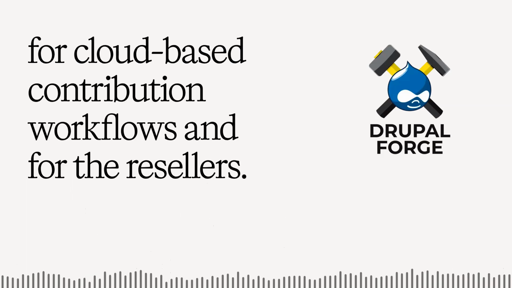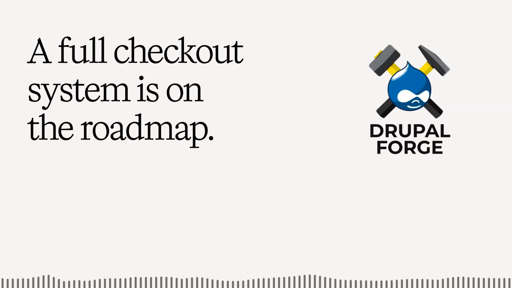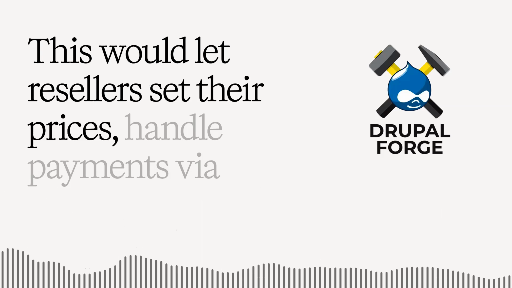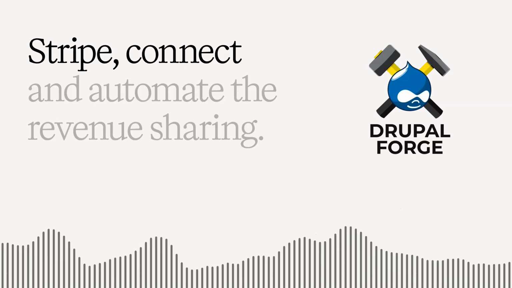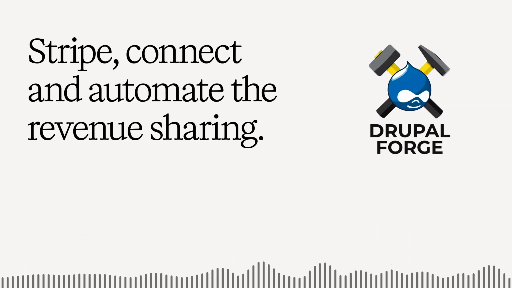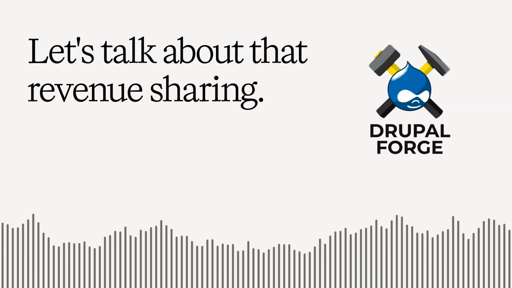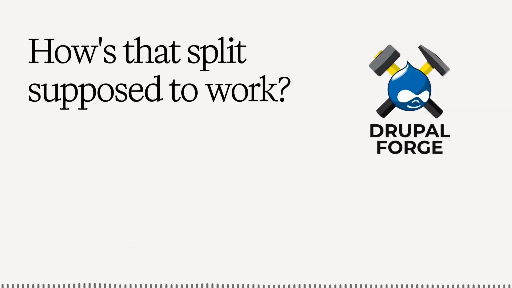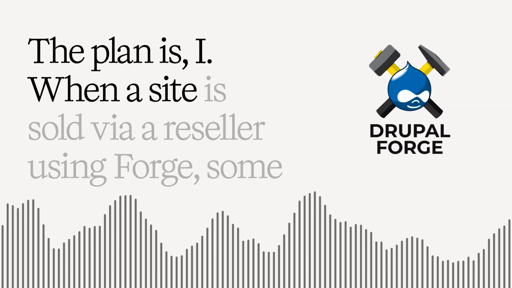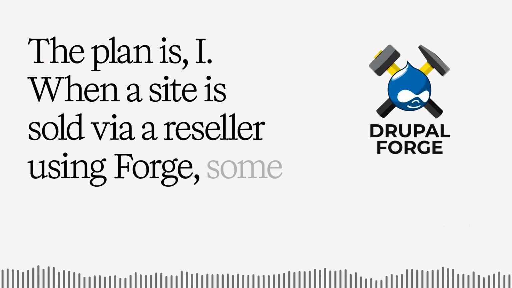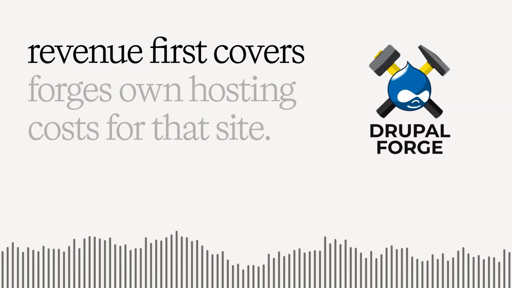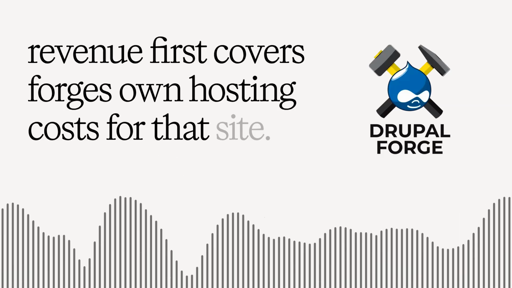And for the resellers. A full checkout system is on the roadmap. This would let resellers set their prices, handle payments via Stripe Connect, and automate the revenue sharing. Okay, let's talk about that revenue sharing. How's that split supposed to work? The plan is, when a site is sold via a reseller using Forge, some revenue first covers Forge's own hosting costs for that site. Makes sense.